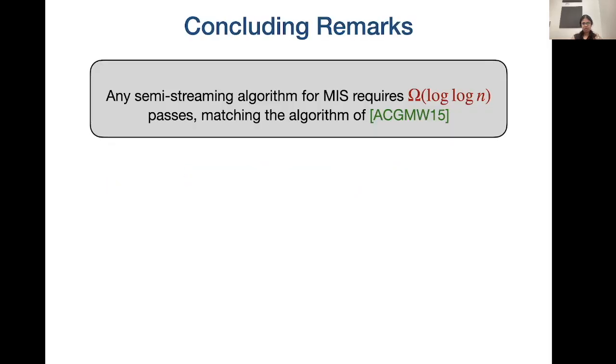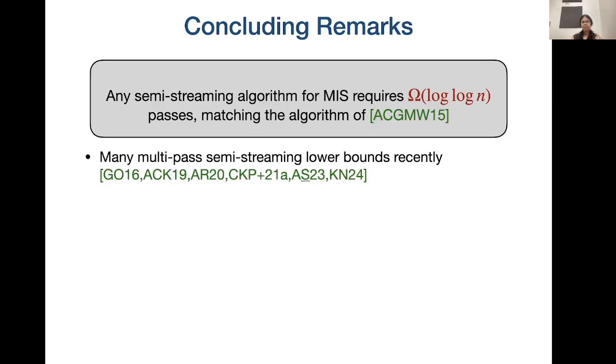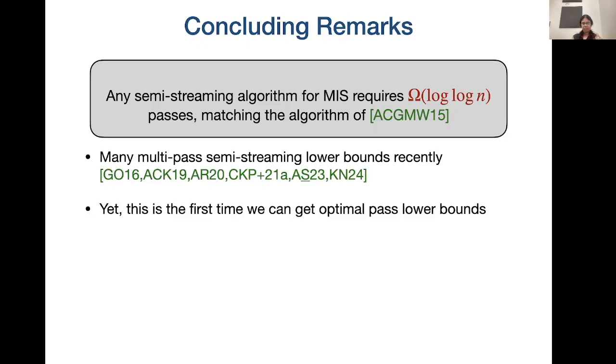To conclude the talk, we showed that any semi-streaming algorithm for MIS requires omega of log n passes, and this matches the algorithm of ACGMW15. Many multipass semi-streaming lower bounds have been shown recently, but this seems to be the first time we can actually get optimal lower bounds in the number of passes.